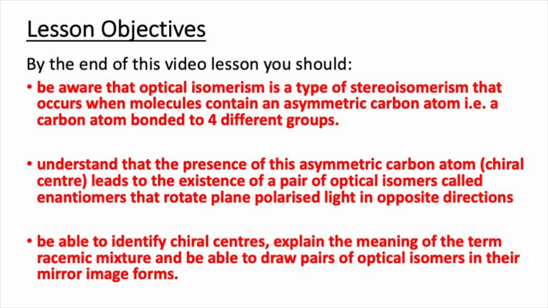So that concludes this video lesson. So after watching this video, you should now be aware that optical isomerism is a type of stereoisomerism that occurs when molecules contain an asymmetric carbon, i.e. a carbon atom bonded to 4 different groups. You should also understand that the presence of this asymmetric carbon atom, which is called a chiral center, leads to the existence of a pair of optical isomers called enantiomers that rotate plane polarized light in opposite directions. And finally, you should be able to identify chiral centers, explain the meaning of the term racemic mixture, and be able to draw pairs of optical isomers in mirror image forms.